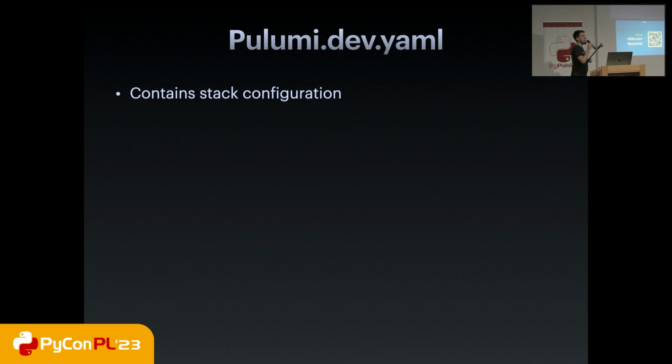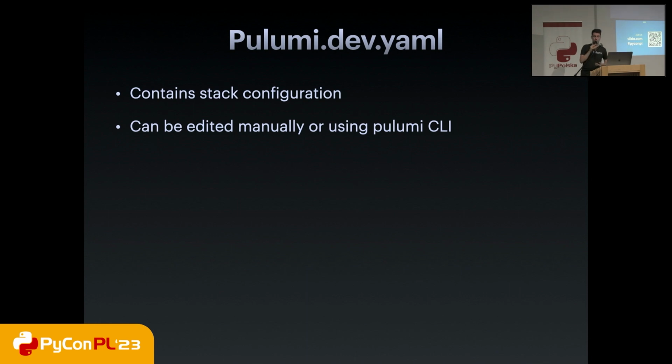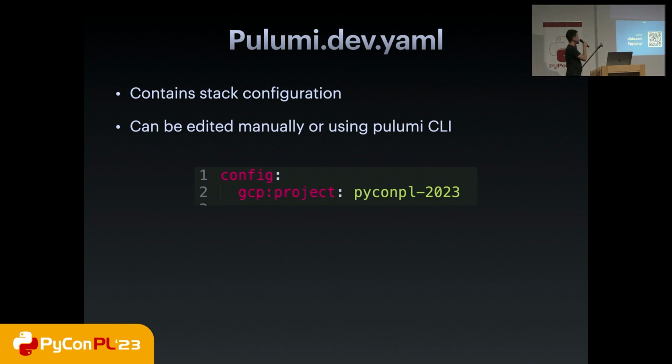So stack is like a particular instance, a particular installation of the given project. So usually you have a project for setting up your infrastructure, and a stack is gonna refer to each environment. So one stack is gonna be defined for the dev environment, the other one for staging, and the other one for production. This file can be edited manually or using the Pulumi CLI. We did use the Pulumi CLI with the pulumi config set command, but it can be edited by hand as well. And this is how it looks. Once we run the commands, you can see that it contains this gcp:project key with the value PyConPL-2023.